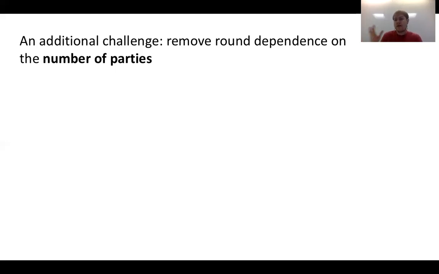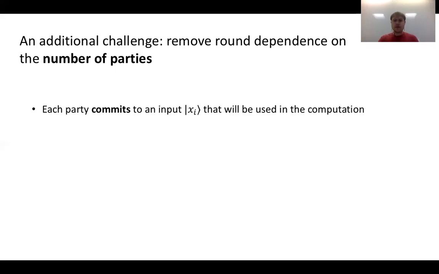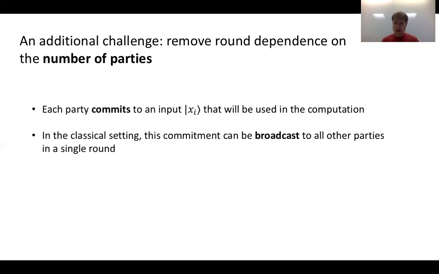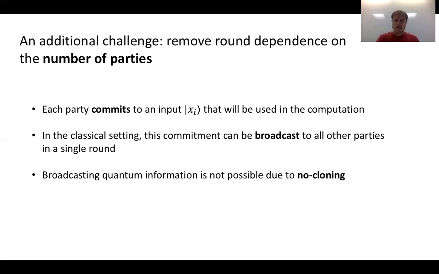So we do not want this number of rounds to depend on the number of parties partaking in the protocol, right? And to see why this might be difficult, generally in MPC, each party is going to first commit to some input that's going to be used in the computation. In the classical setting, every party can classically commit to their classical input and then broadcast their commitment to all other parties, in a single round. But broadcasting quantum information is not possible, again, due to no cloning.